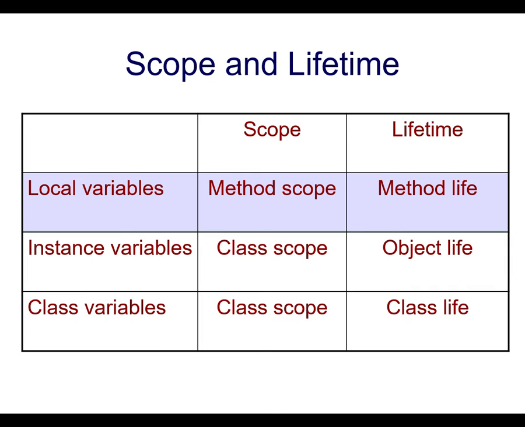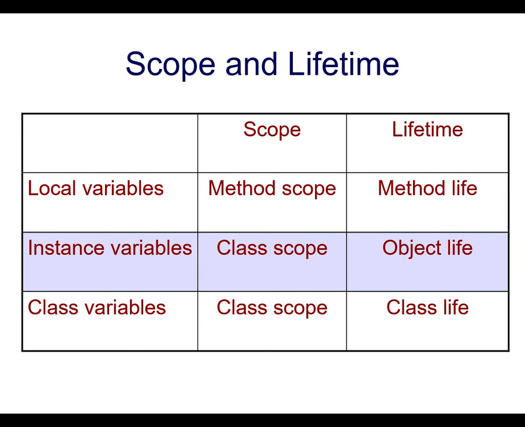We begin with the local variables. The scope of local variables is confined to the method in which they are defined. More specifically, the scope of a local variable is from its declaration to the end of the block in which it is declared. Most often that block ends the method, although Java does allow blocks to be nested in methods. The lifetime of local variables is the lifetime of the method. Their lifetime begins when the method is called and ends when the method returns.